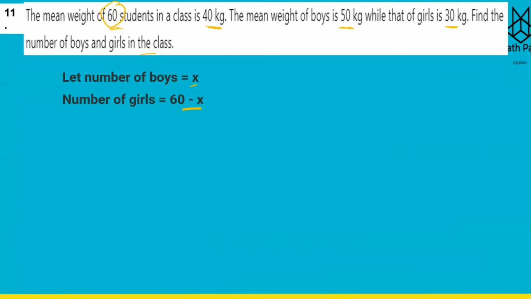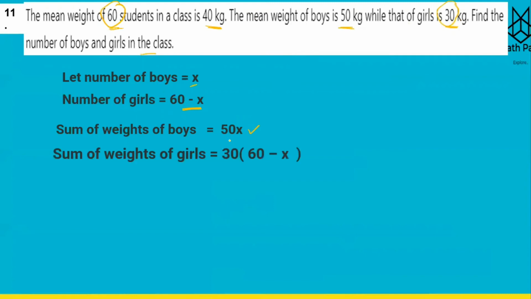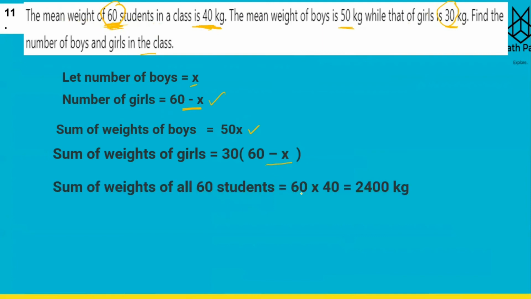And then the mean weight of boys is given as 50 kg. So the sum of the weight of boys will be mean multiplied by the number of boys, which is 50x. Then the mean weight of the girls is given as 30 kg. So the sum of the weight of the girls is going to be 30 multiplied by the number of girls, which is 60 minus x. Then also they have given that the mean weight of all 60 students is 40 kg. So if the mean of 60 students is 40 kg, the sum of the weights of all 60 students is going to be 60 multiplied by 40, which is 2400 kg. And now we will be framing an equation here. The weight of girls plus weight of boys is equal to weight of all students.